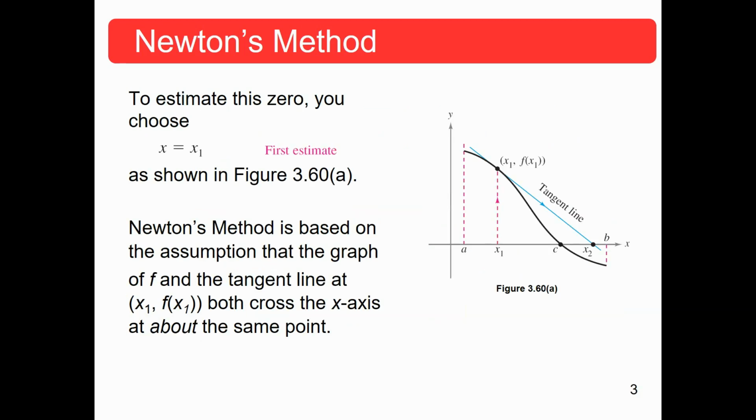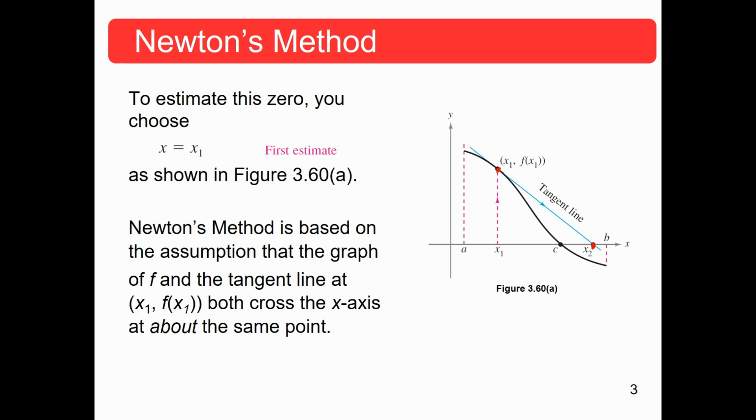So to estimate the zero, we're going to pick some value of x, just an estimate, and we're going to use that point to find where that tangent line crosses the x-axis. We're looking for a new x value, that x2.